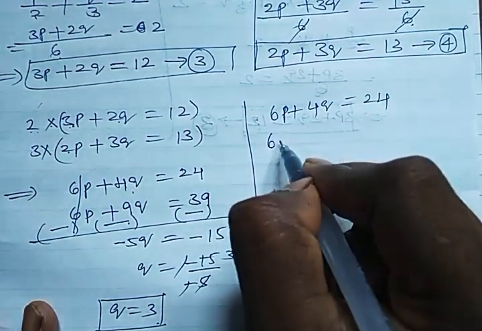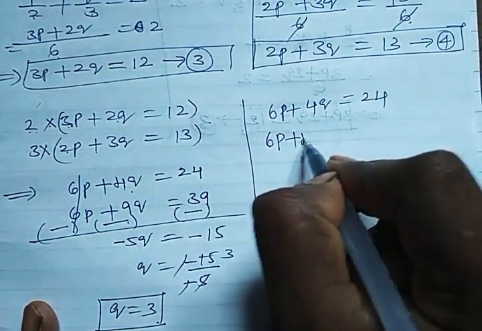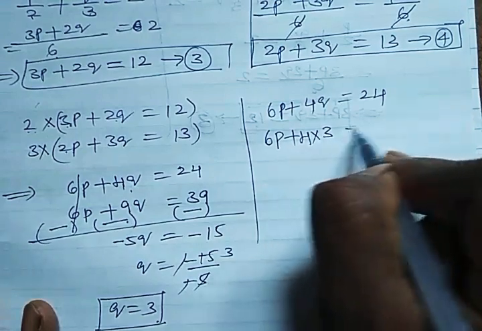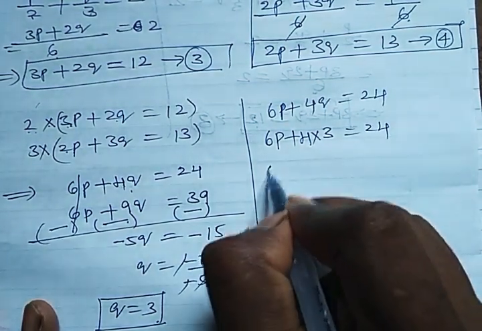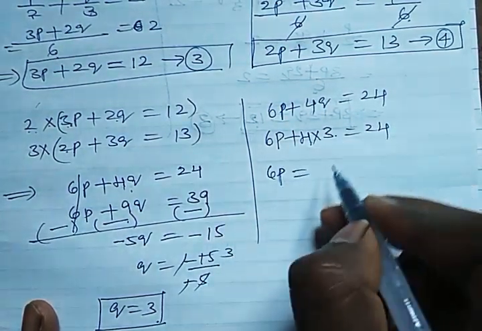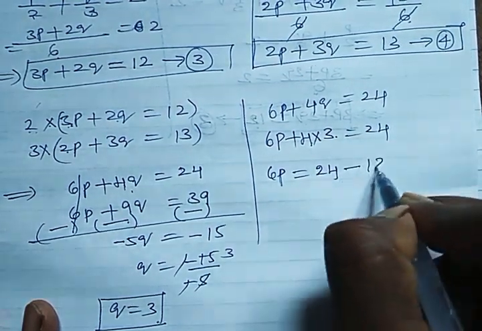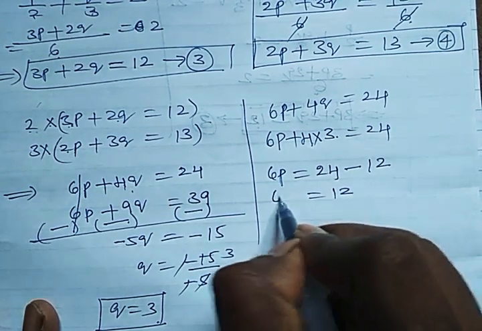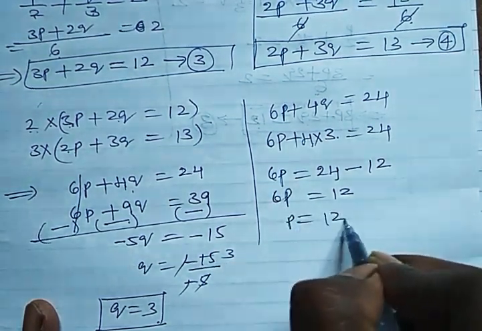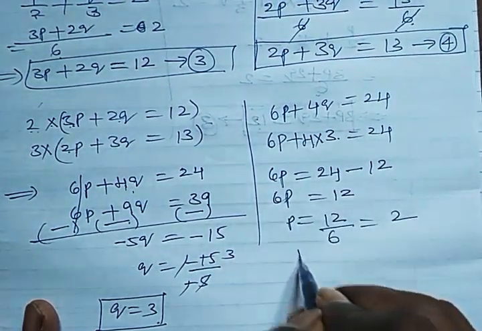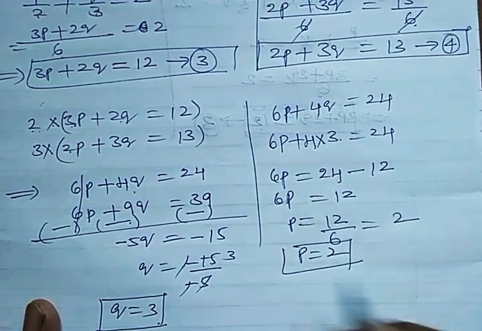Now 6 into p plus 4 into the q value, which is 3, and it is 24. 6p is equal to 24, 4 3s are 12, this 12 comes to the right side, it is minus 12. So 12 we got, 6p is equal to 12, then p is equal to 12 by 6, which is equal to 2. So p is equal to 2. So we have got p and q values.